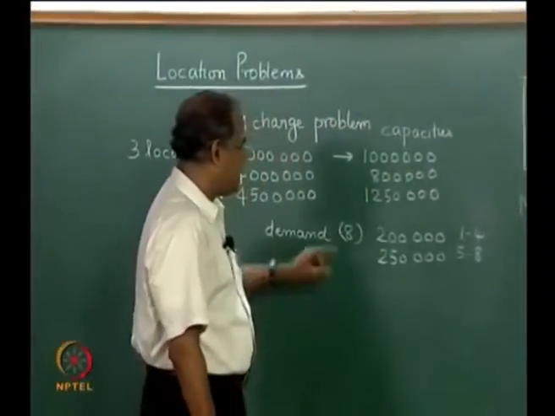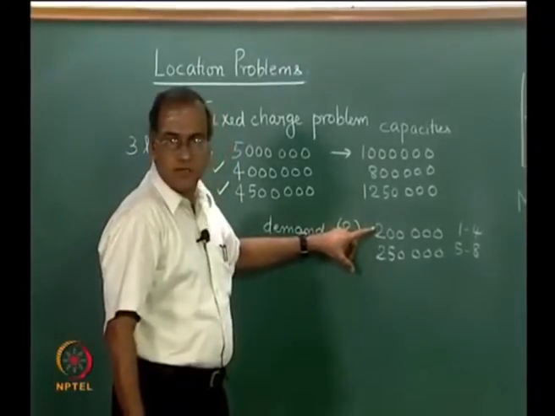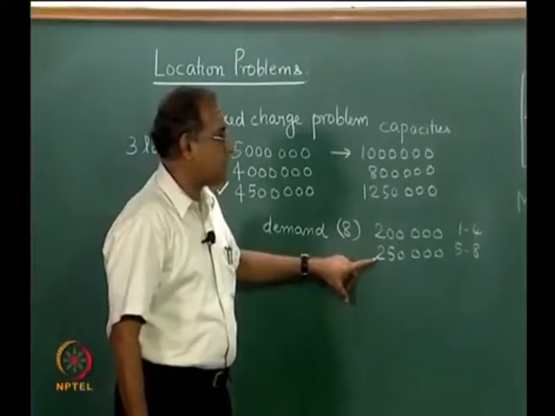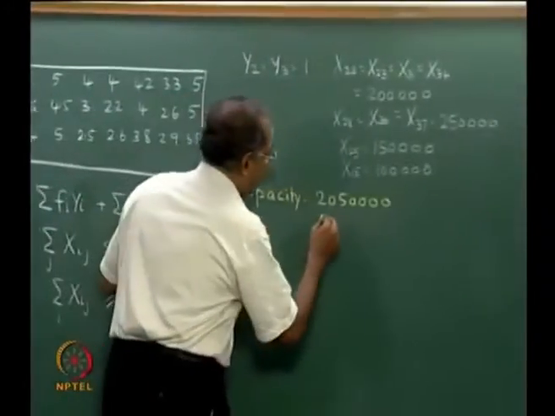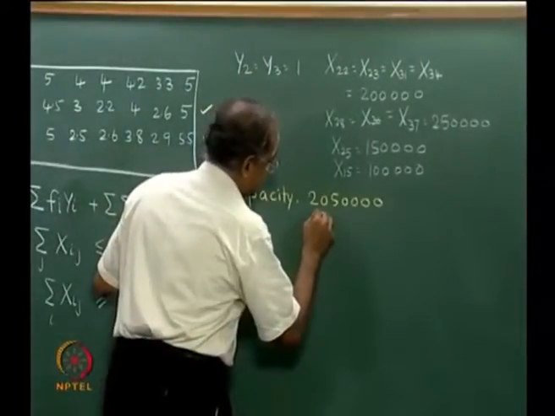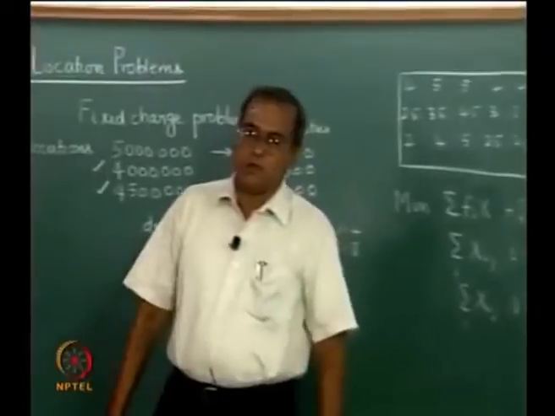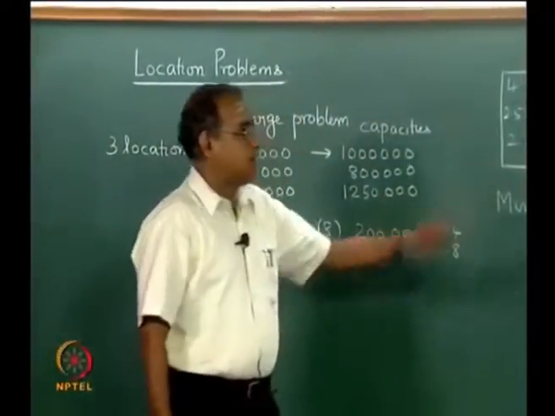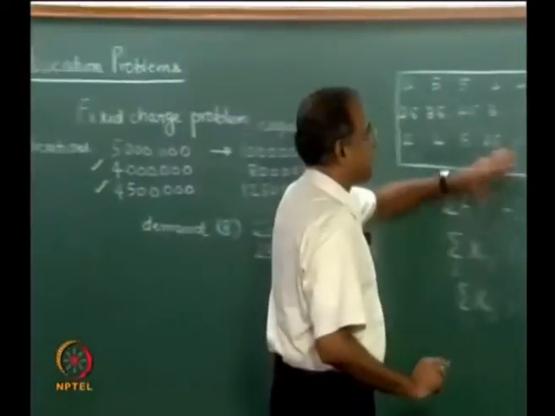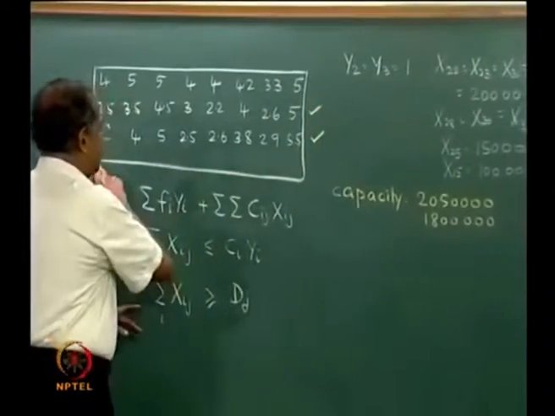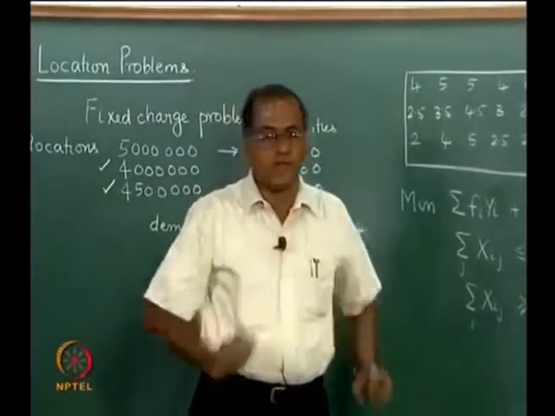The requirement is 200,000 into 4, which is 800,000, plus 250,000 into 4, which is 1 million. So, total requirement is 1.8 million, whereas the total capacity is 2,050,000. So, we have enough capacity to meet the demands of these 8 places, and let us see how the capacity is allocated to the various demands.